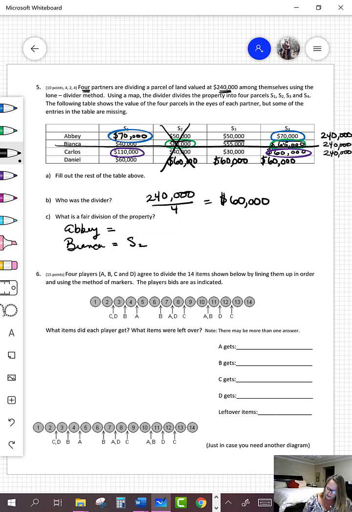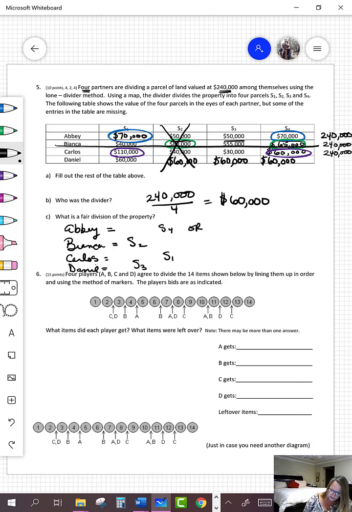Well, Abby likes either S sub 1 or S sub 4. Same thing with Carlos. He likes either S sub 1 or S sub 4. So our answers could vary here. We could give Carlos S sub 1. So if he got S sub 1, then Abby would have to get S sub 4. And Daniel, it doesn't matter, he's stuck with S sub 3.